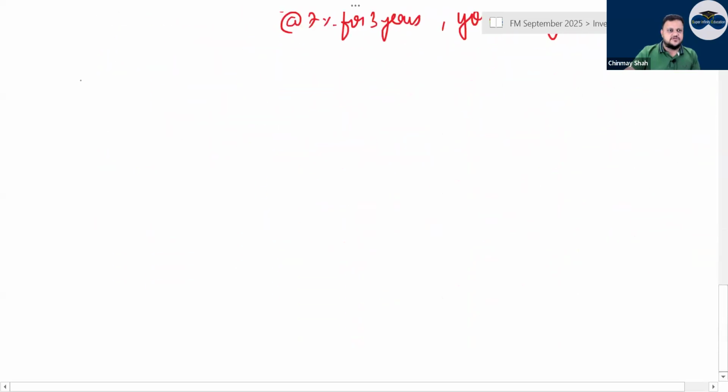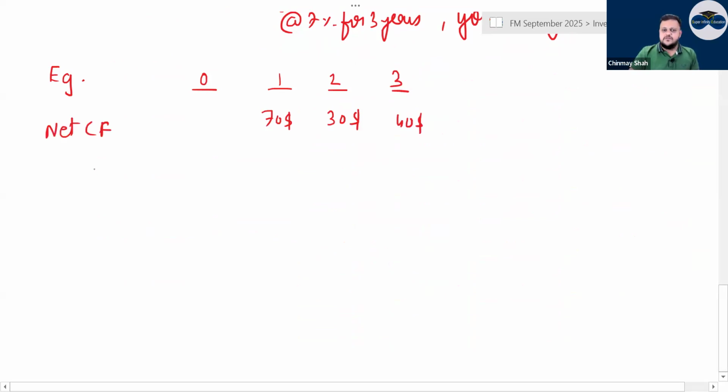Sure. Now let's go one more step ahead. Write down an example. Years 0, 1, 2, 3. I tell you that I will give you $70, $30, $40 as net cash flow. The discounting rate is equal to 8% per annum. Calculate PV.